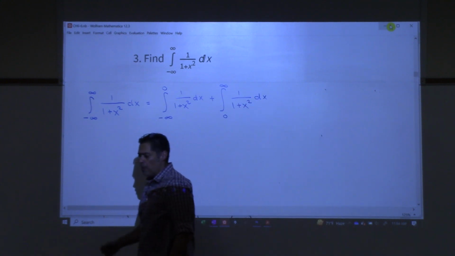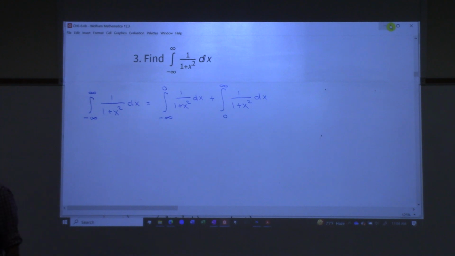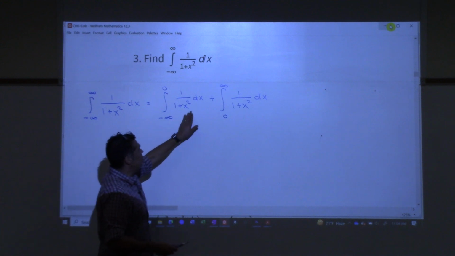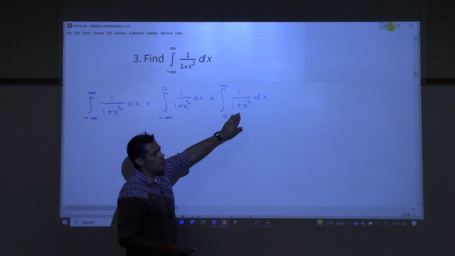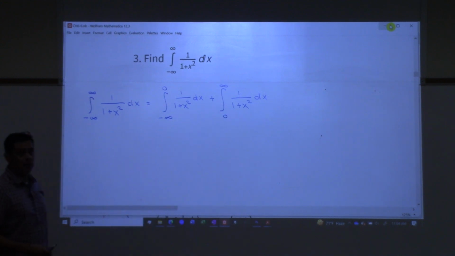Now remember, when we do these integrals, we're going to evaluate a limit. And if the limit exists, we get an actual numerical answer, then we say that the integral converges. If we get that the limit doesn't exist, or we get that the limit gives us infinity or negative infinity, then we will say that the integral diverges. So the question now for us is, do these both converge? Or do they both diverge? Or does one diverge and one converge? We don't know, right?